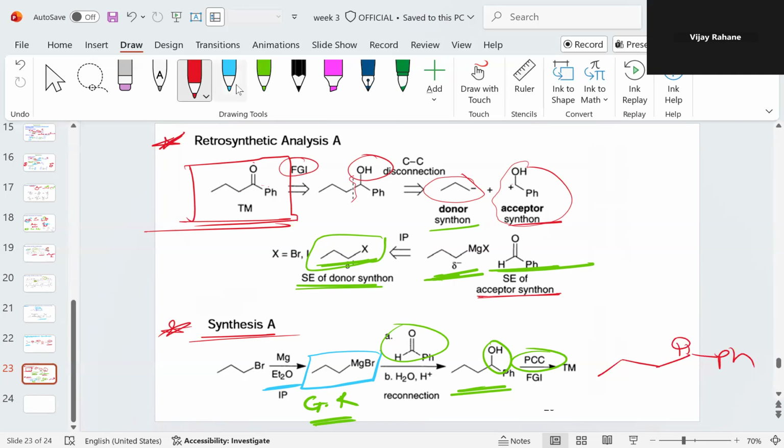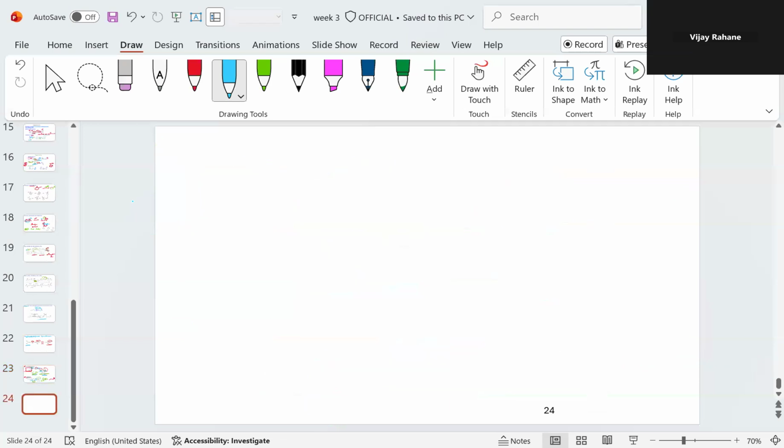So what concepts can we understand now? The first one was functional group inversion, the FGI. Then the disconnection, the synthon, again the synthon and synthetic equivalent, and then our regular synthesis under different conditions, like Grignard reagent preparation followed by Grignard addition and the oxidation of the alcohol. So this is how we can do the retrosynthesis of such simple molecules.